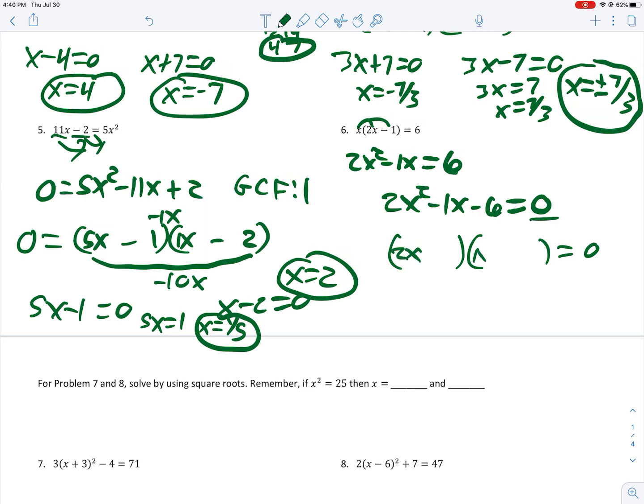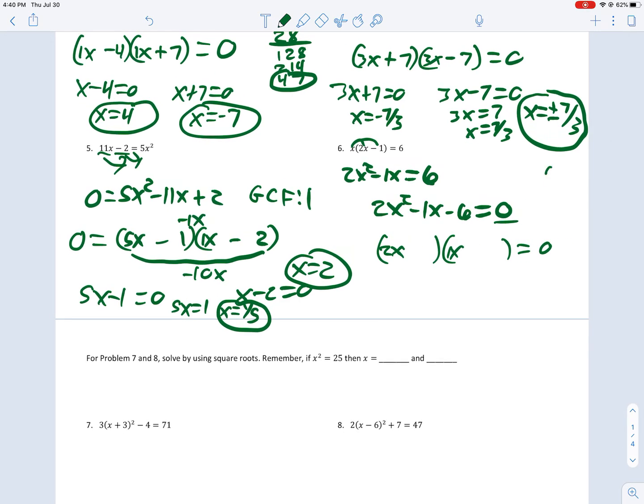So again, good news is 2x is only 2x and x. So now I need the factors of 6. 1 and 6, 2 and 3.